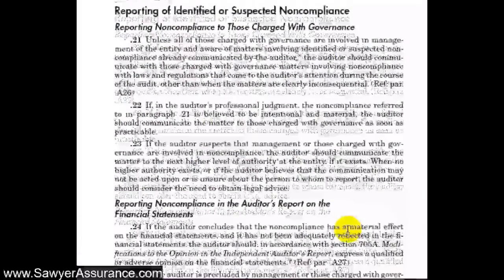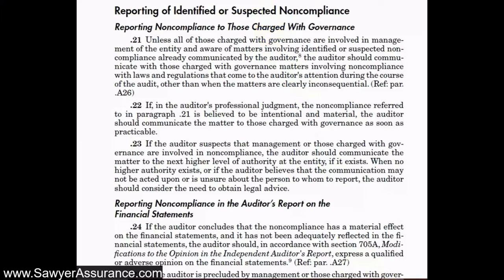And so first, reporting noncompliance to those charged with governance. Unless those charged with governance are involved with management or they're aware of what's going on as far as the noncompliance that we've already communicated to them, we should communicate with those charged with governance matters involving noncompliance with laws and regulations that come to our attention during the audit, and that's other than matters that are clearly inconsequential. So if it's something tiny and small that doesn't really need their attention or involvement, we can exclude that from our communications with them. But if it's something serious that they need to know about to administer their duties, we need to let those charged with governance know.